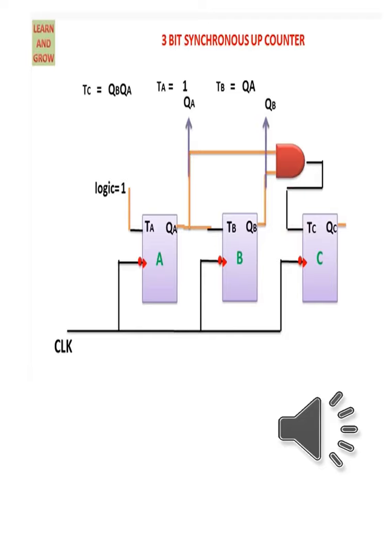What we will do now: TA is 1, TB is QA bar, TC is QB bar into QA bar. If you do the same derivation, you get the 3-bit synchronous down counter with TA is 1, TB is QA bar and TC is QB bar into QA bar. That's it.